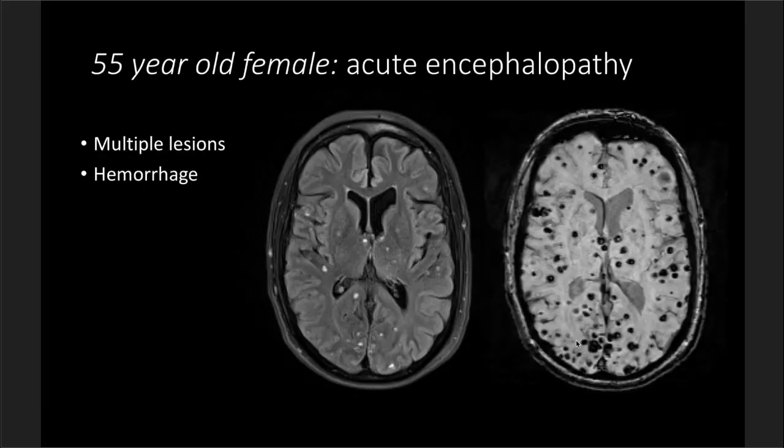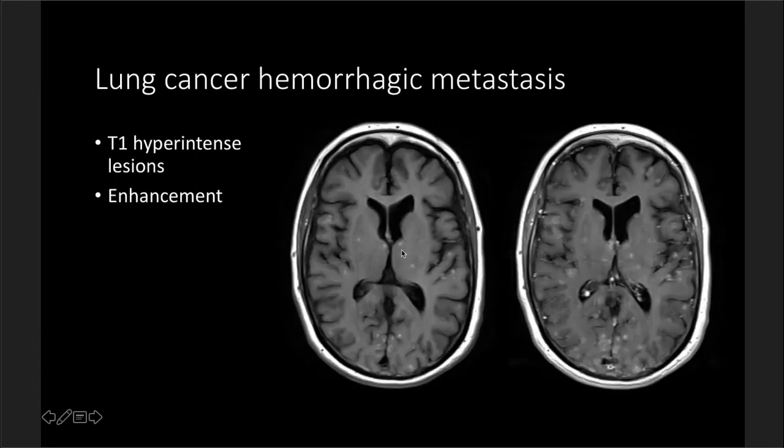Another case, we have a 55-year-old female who presented with acute encephalopathy. On T2 FLAIR, multiple T2 hyperintense, small round lesions scattered throughout the brain. On the SWI image, you can see that these are hemorrhagic, all of these innumerable hemorrhagic lesions scattered throughout the brain. On T1 pre-contrast, many of them are bright, but on the post-contrast, you can see that there's definitely enhancement, and there are innumerable lesions throughout the brain, and these are hemorrhagic metastases from lung cancer.